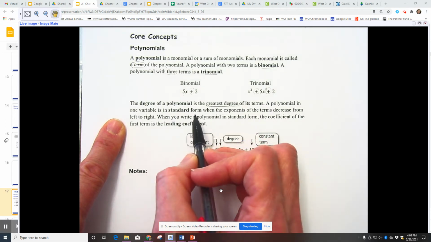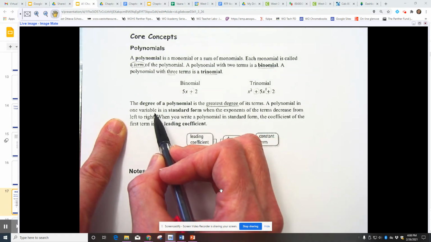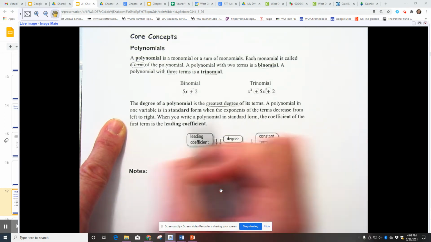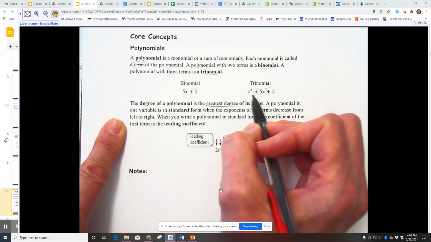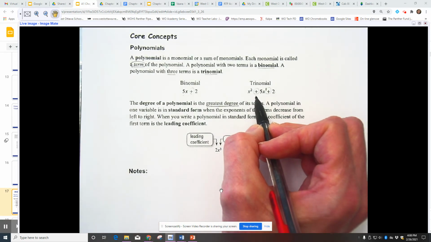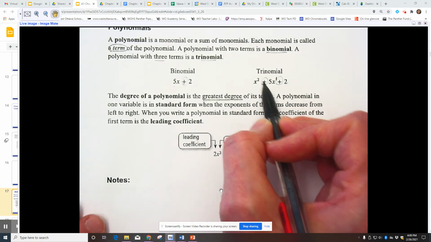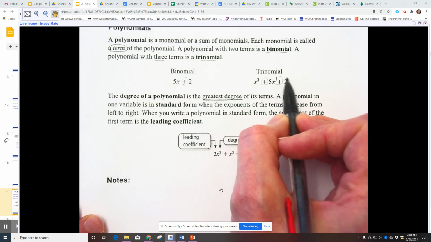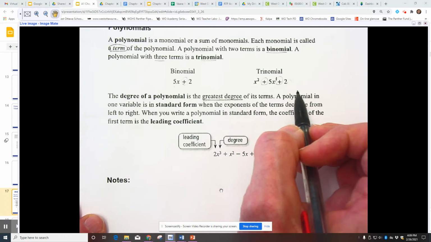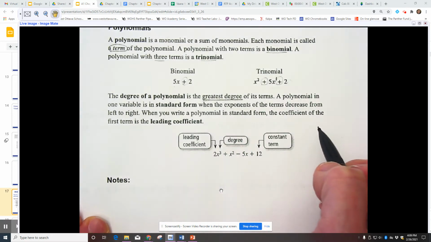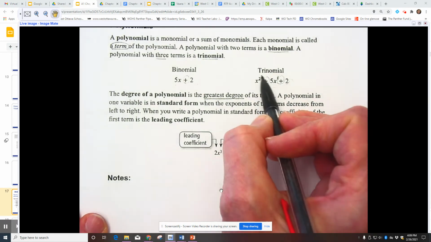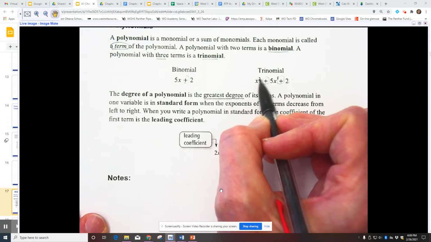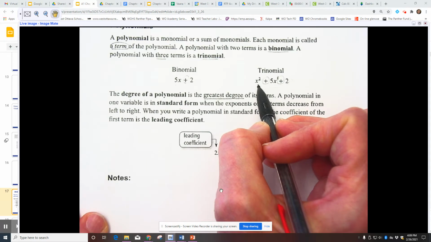So standard form. A polynomial is in standard form when the exponents of the terms decrease from left to right. So this trinomial is in standard form because the biggest exponent is a 2, and then a 1, and then the constant term, which doesn't have a variable, so it doesn't have an exponent. So when we're putting it in standard form, we want to find the biggest exponent. We want to put that guy in front. The biggest exponent is always going to be your line leader.